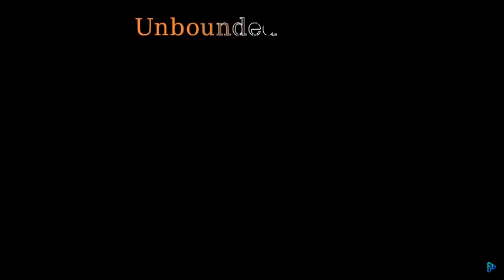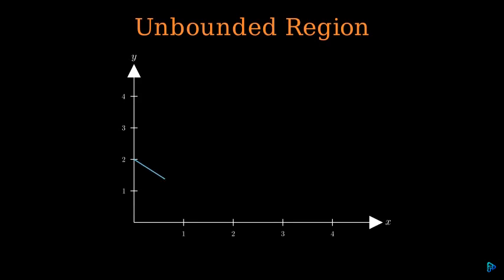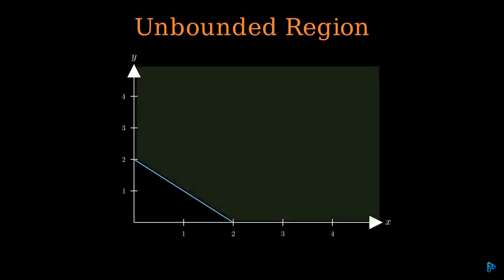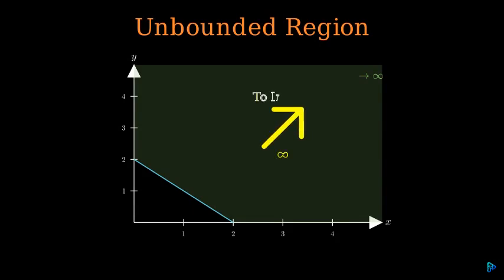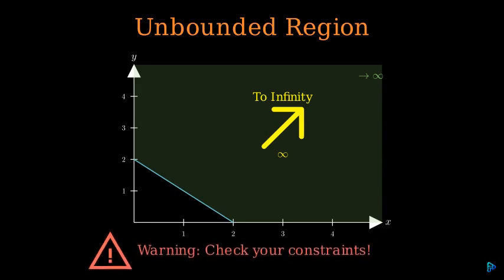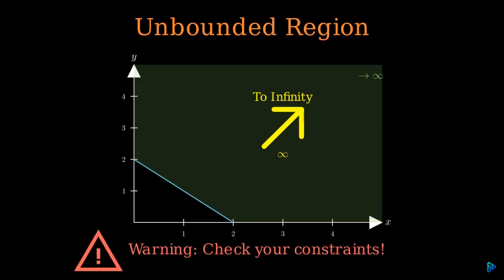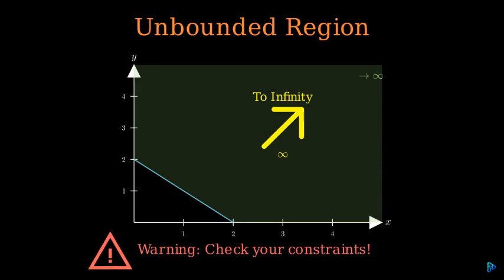Finally, there is the unbounded case. This happens when your feasible region isn't closed in. It goes off to infinity. If you are trying to maximize profit in an open region, your profit could theoretically be infinite. In the real world, this usually means you forgot a constraint. After all, no workshop has infinite wood. Always check if your region is bounded before you start celebrating your infinite riches.